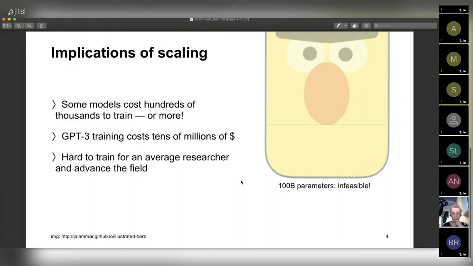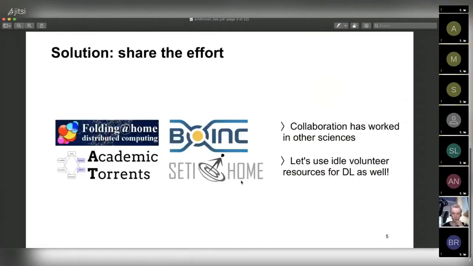Now, what can we do about this? The solution which we proposed in our paper was to basically share the effort and to use idle resources of volunteers. This approach, called volunteer computing, has worked quite well in other sciences such as biology, high-energy physics, and so on. So let's do this in deep learning as well and see if that can be manageable.